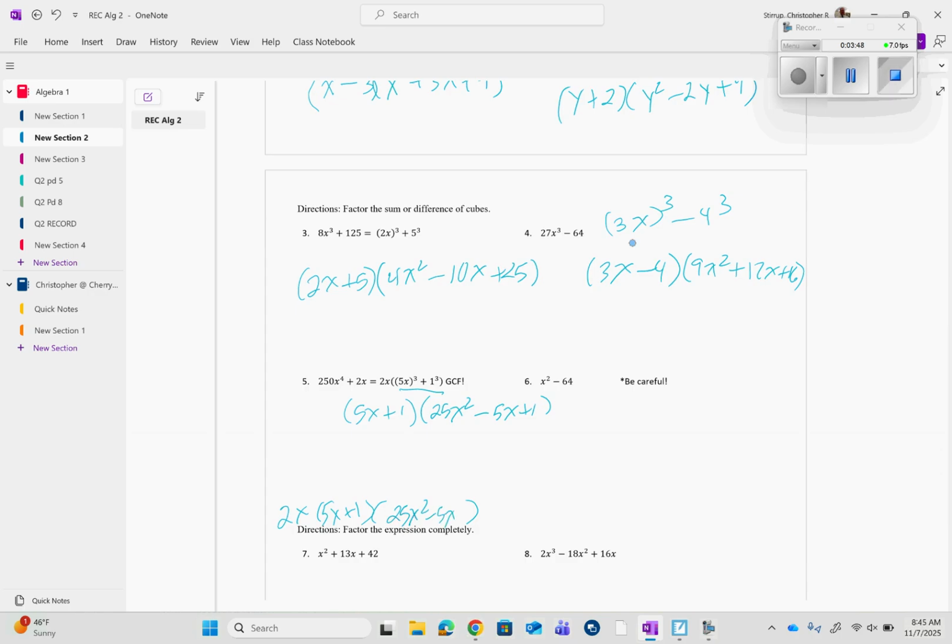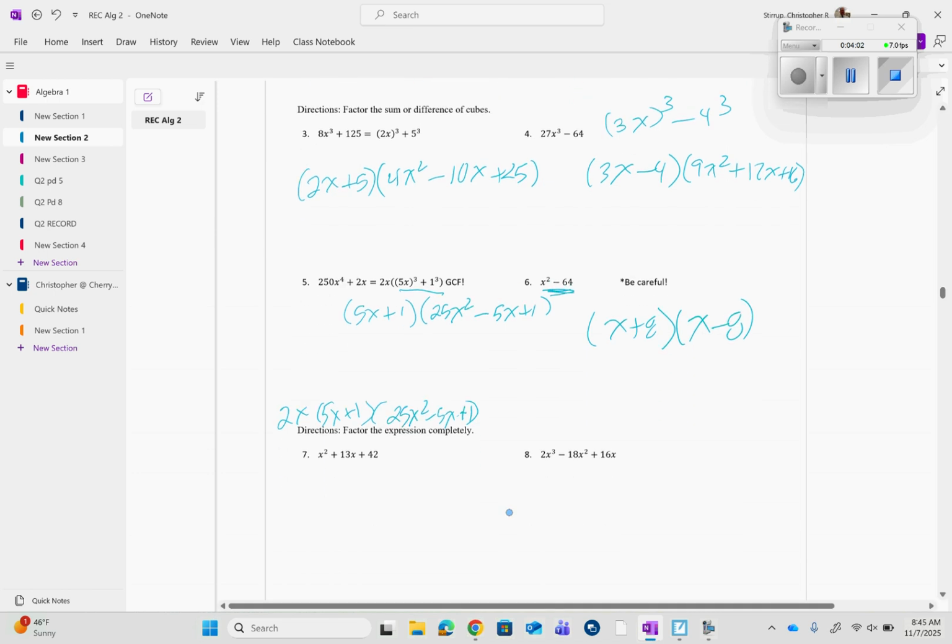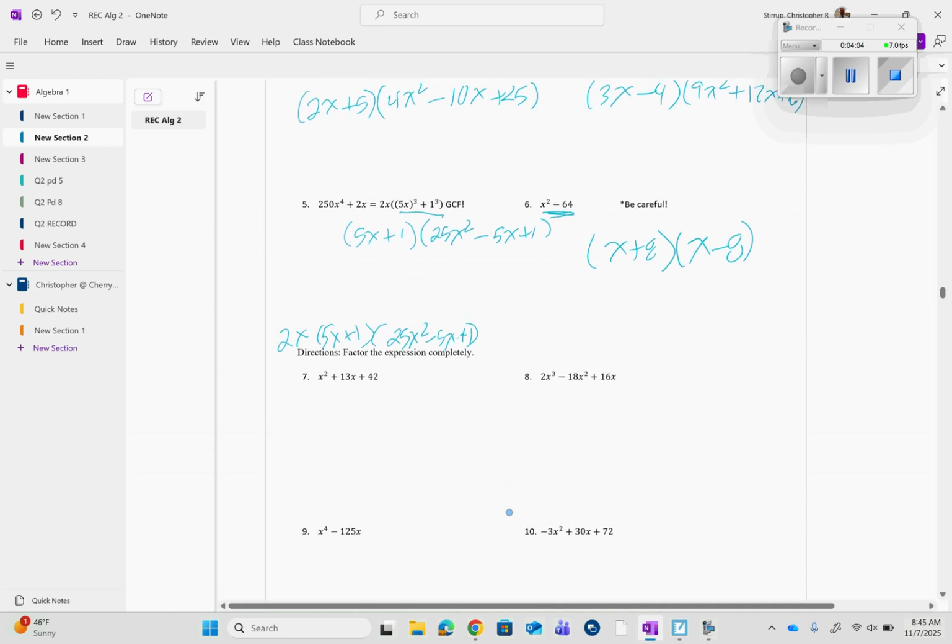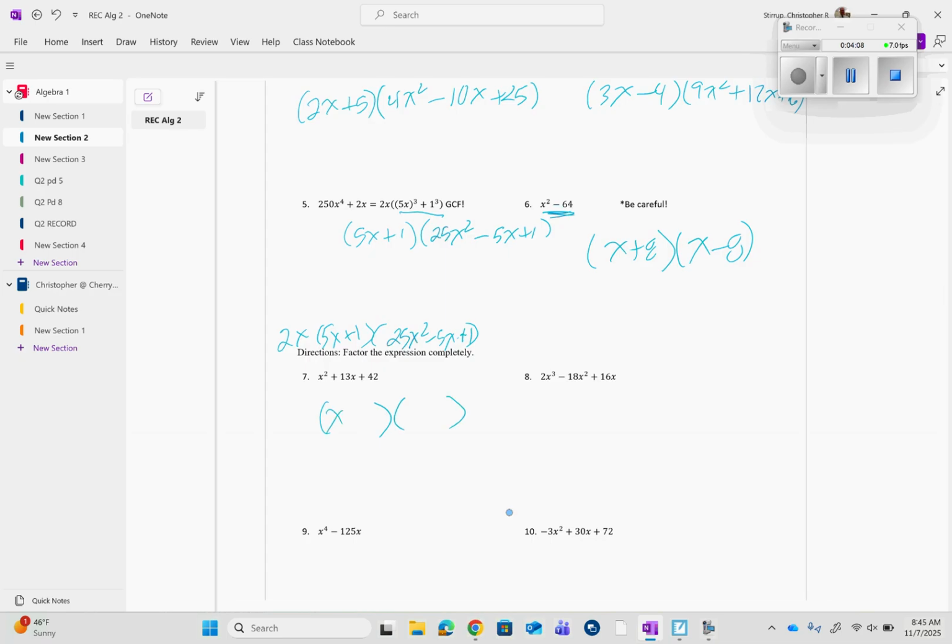So try these. See how you do with these. See what kind of things we could answer questions about. Oh, this one, oops, we threw in an x plus 8, x minus 8. That's the difference of 2 squares, right? So that can happen. Looks like this next one, hey, what 2 numbers are going to multiply together to give me 42 and add to give me 13, and that'd be 7 and 6, both positive.